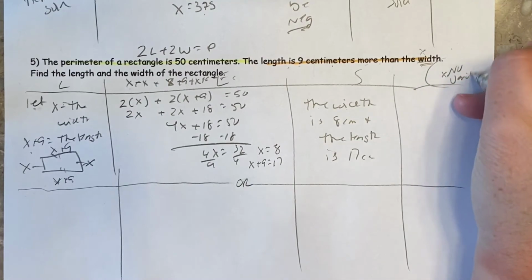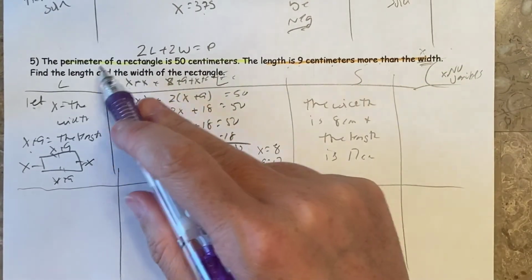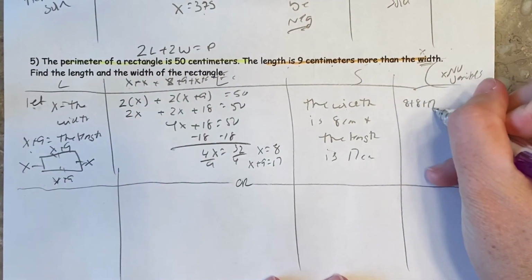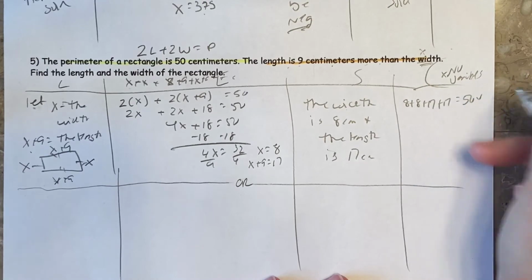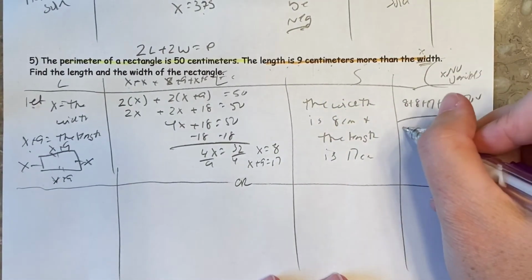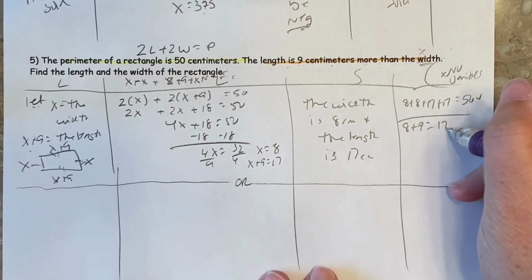Remember, no variables over here. That's the most important thing. That's for an algebraic check. That's not for a word problem check. Okay, so perimeter is 50. So you can add up 8 plus 8 plus 17 plus 17. And we get 50. And the length is 9 centimeters more than the width. So if I take the width and I add 9 to it, I should get my length, which is what I do.